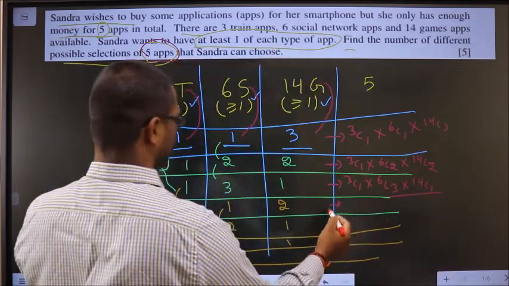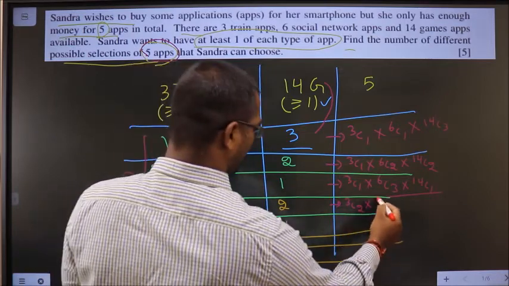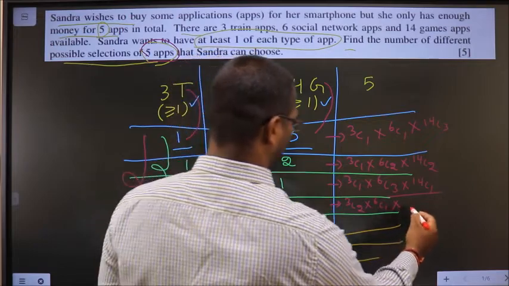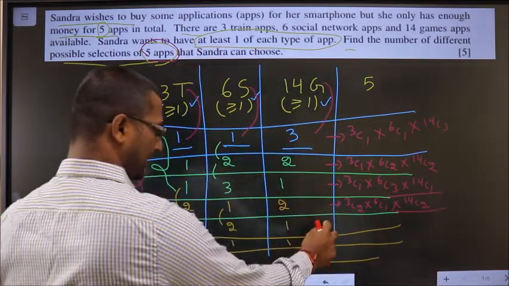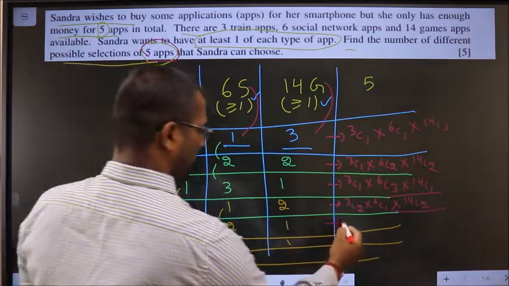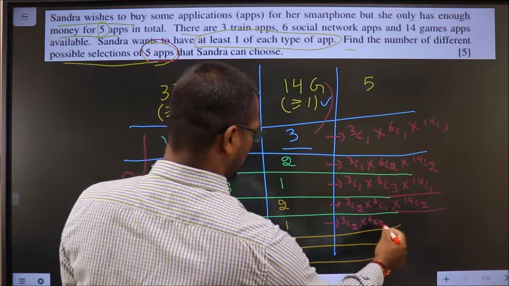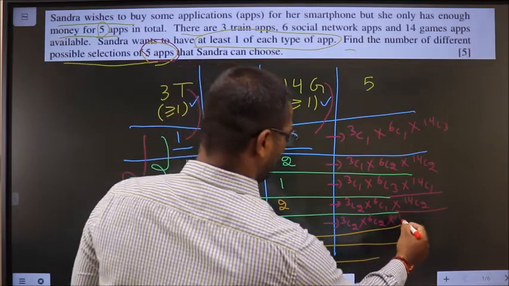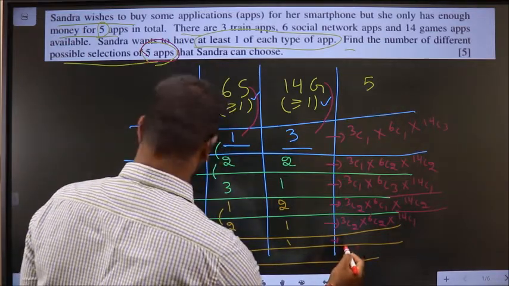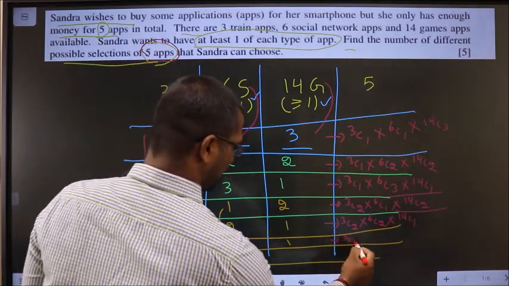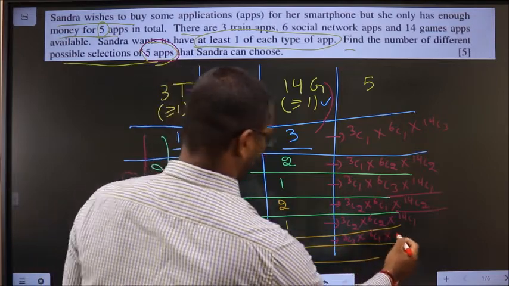For this row, it is 3C2 into 6C1 into 14C2. For this row, it will be 3C2 into 6C2 into 14C1. For this row, it will be 3C3 into 6C1 into 14C1.